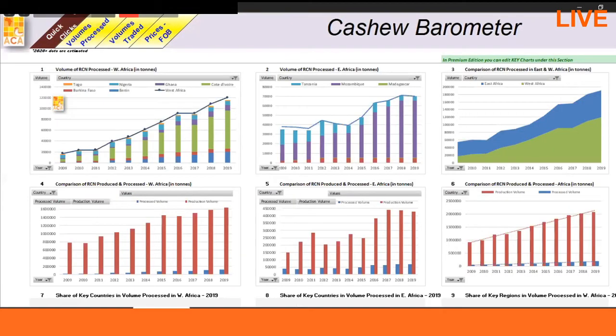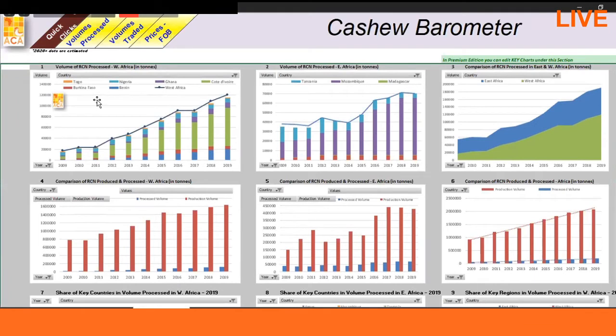So I click the next sheet, which gives us all the information on kernels. So what volumes of kernels are processed, in which destination. We're talking Africa, we're also talking Asia and Brazil. So we'll see all that information in there. We are also talking about volumes that are traded. So some countries are processing and then others are buying and consuming. So we'll have all that information, as well as the FOB prices indicated here.